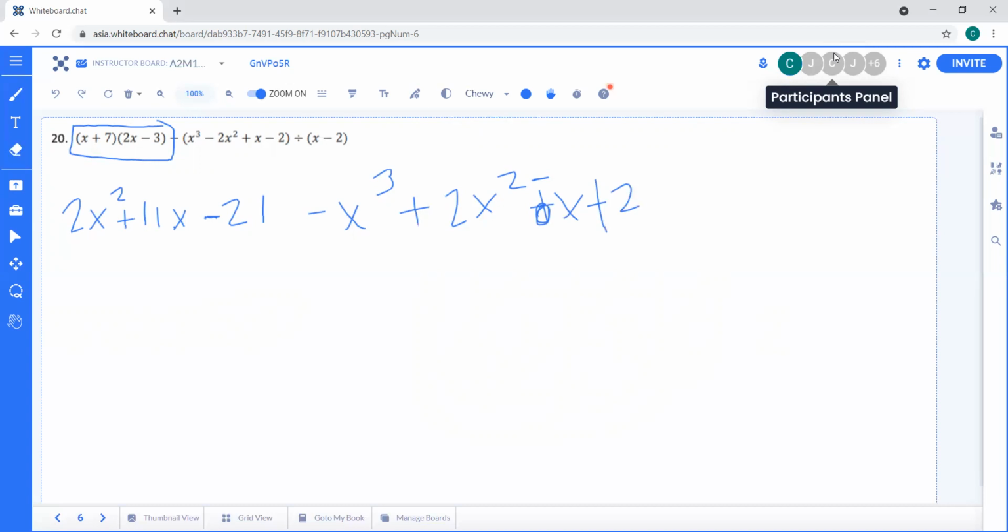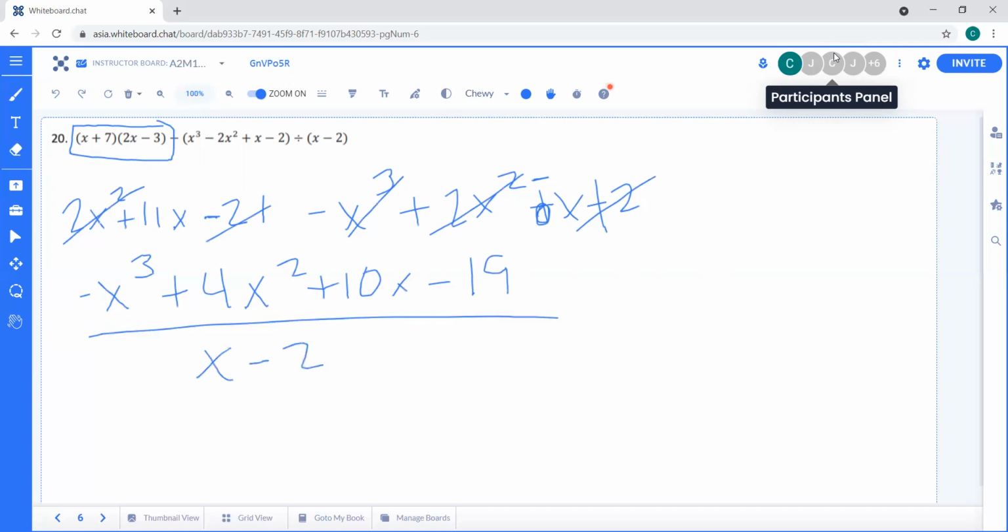And combine like terms, so we have a negative x cubed, 2x plus 2x is going to be 4, plus 4 squared, negative x plus 11x is going to be x, negative 19 over, and then we still have all that divided by x minus 2.